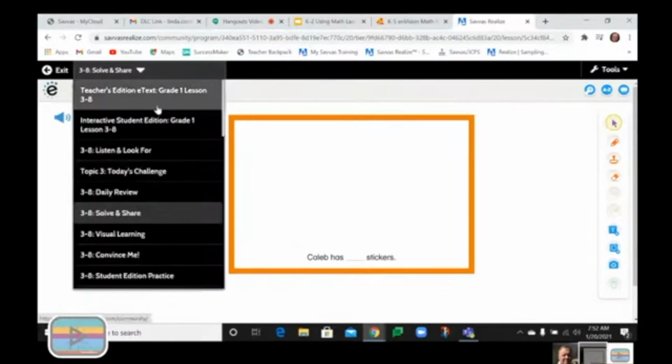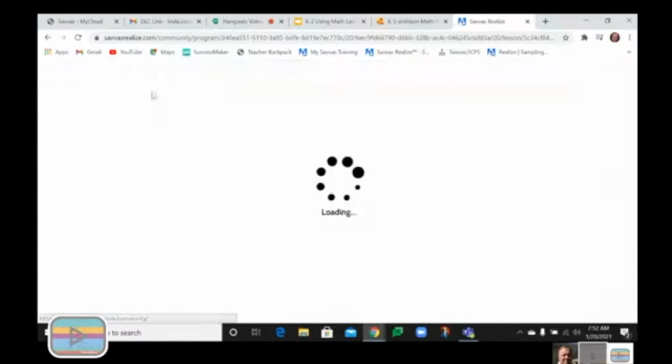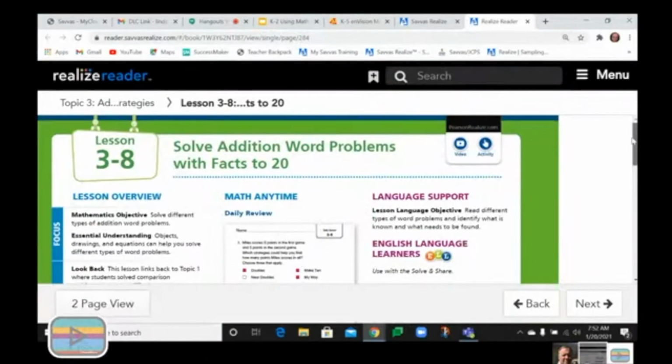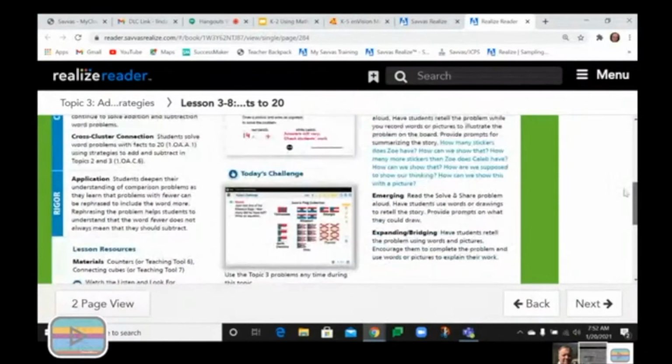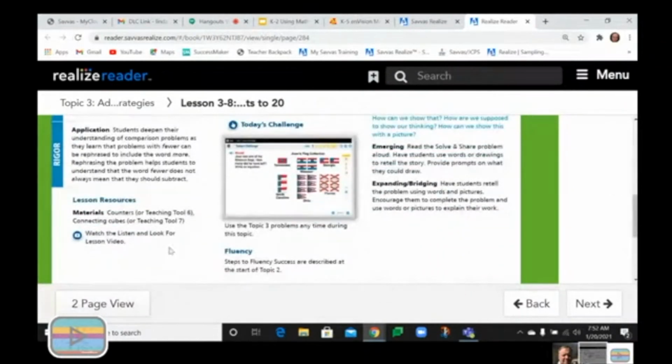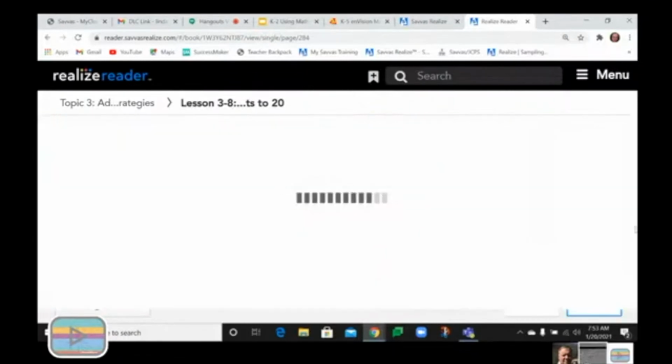When I click on this, I find my teacher's edition up here. And when I click on that and I open it over here, oh, it looks big. Thank you very much. Okay, so every lesson has this first page that goes through focus, coherence, rigor. Over here on the left bottom, it shows me the resources I need. And notice it says watch, listen, and look for lesson video. We're going to talk about that in just a second, but I'm going to flip the page.